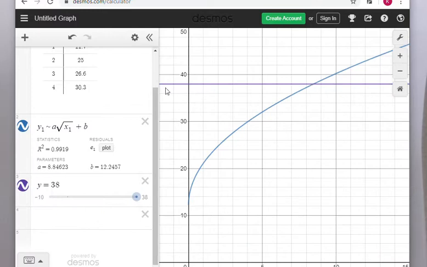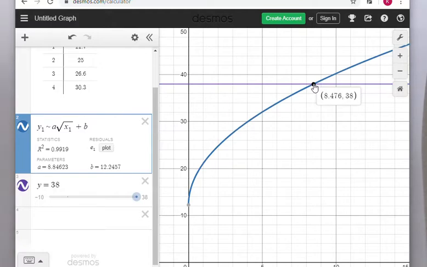I can now see that y equals 38 being graphed as the horizontal line. And there we go, there's that 8.476, the same value that we got when we solved by hand for t. So rounding that to the nearest whole year, 8 years after 2002. And we can see that again using the technology to help us.